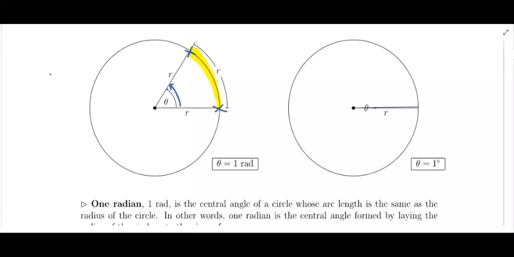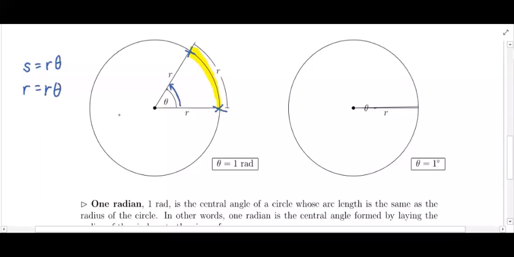What do we know? We know the arc length formula: S equals R times theta. When we examine this picture, look at this yellow distance. The measure of this yellow distance is R, so the arc length here is R. I'm going to replace S with its value R, so this equation turns into R equals R times theta.